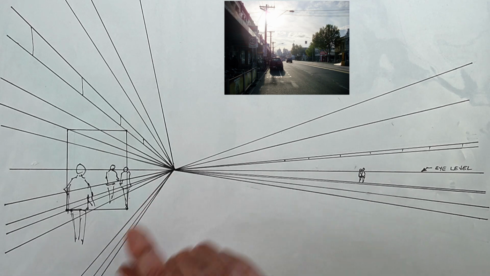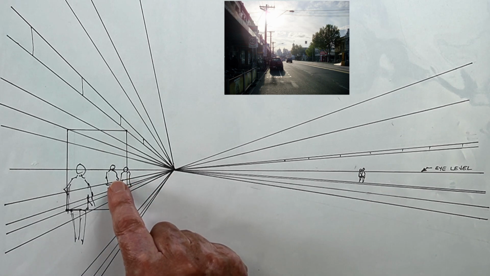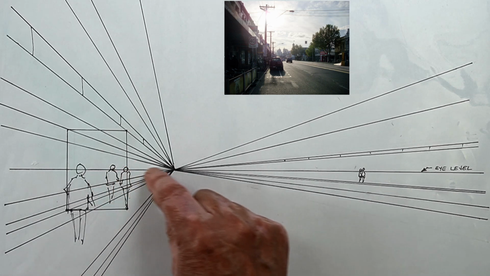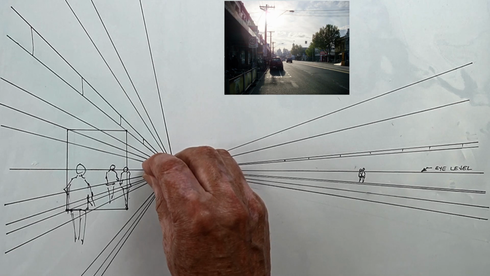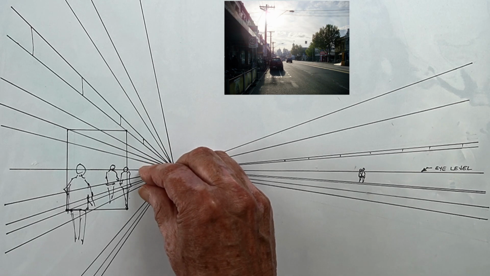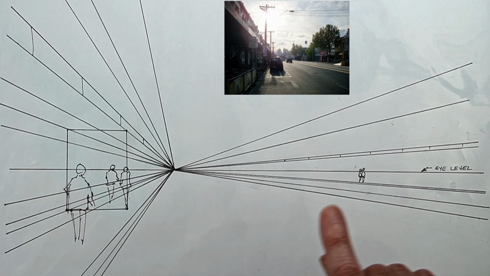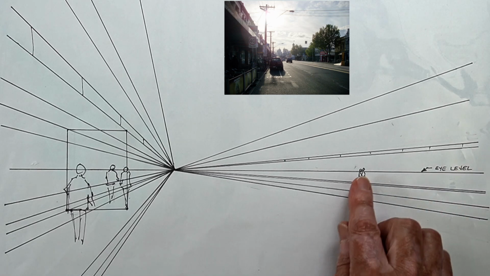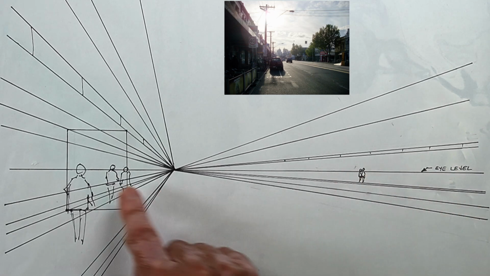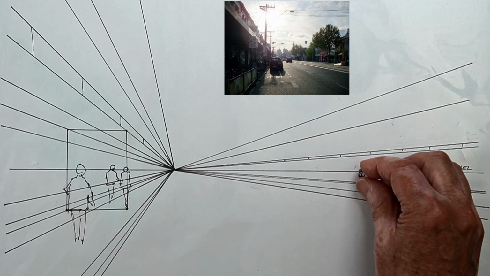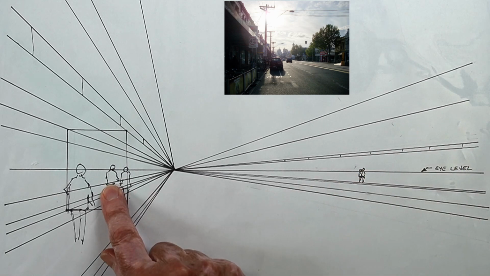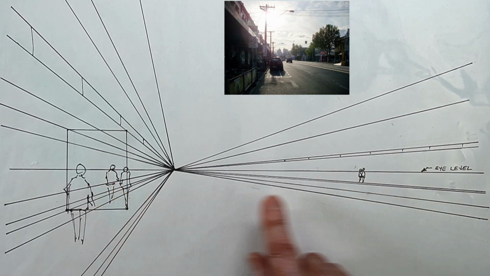But generally, their heads are going to be around eye level. And as they move further away, their heads will still stay at eye level, but they'll be a little bit smaller, and the bodies will get smaller. So these figures over here are on the other side of a very wide street. So they're much further away than these figures here, so they appear much smaller than these figures, but their heads are still around eye level.